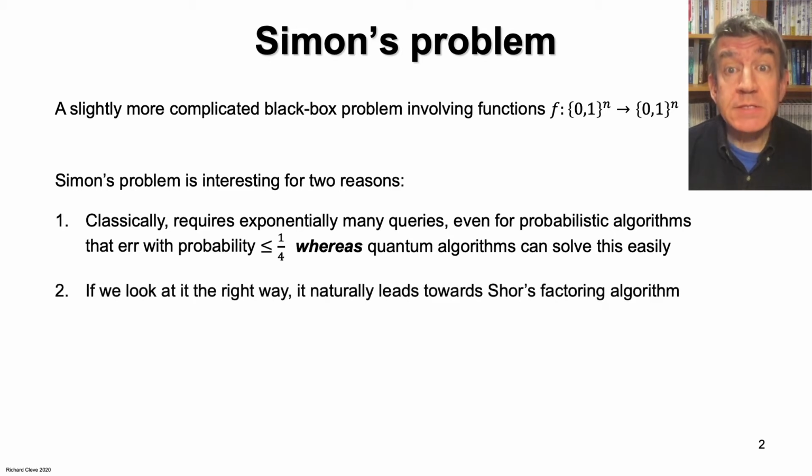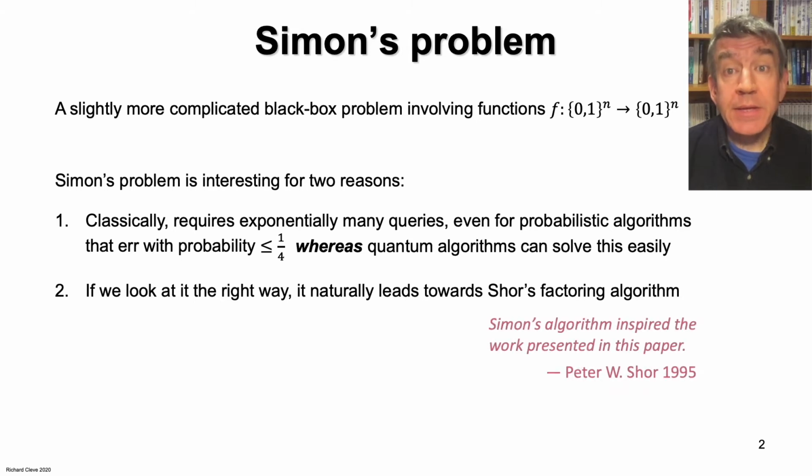The second reason why it's interesting is that it introduces a technique that transcends the black box model. When looked at in the right way, the ideas introduced in Simon's algorithm lead naturally to Shor's algorithm for the discrete log problem, which is not a black box problem. Shor discovered his algorithms for discrete log and factoring soon after seeing Simon's algorithm, and in his paper, he acknowledges that he was inspired by Simon's algorithm.